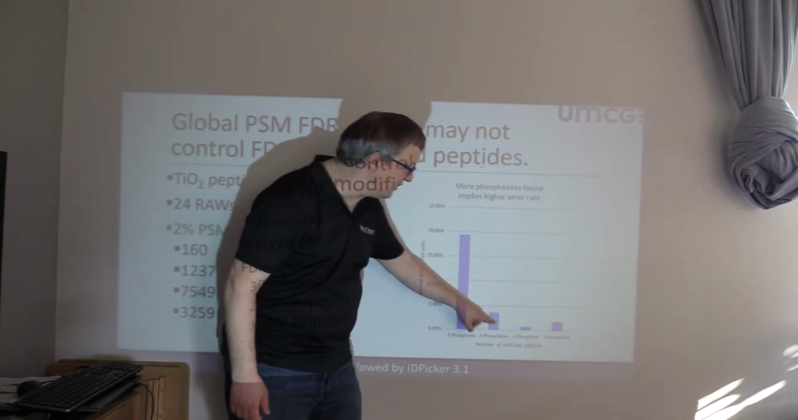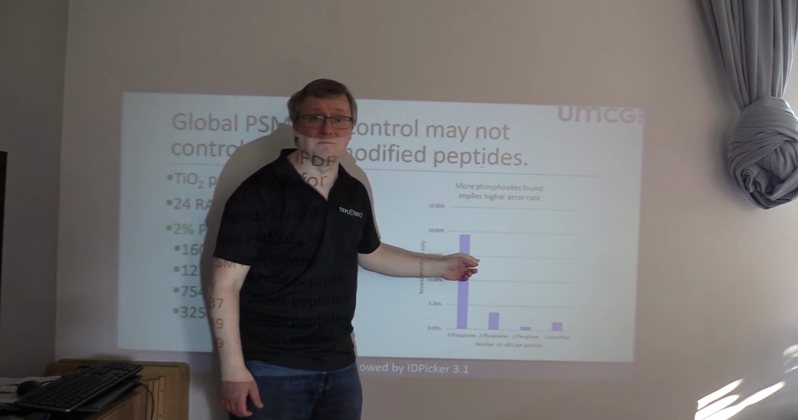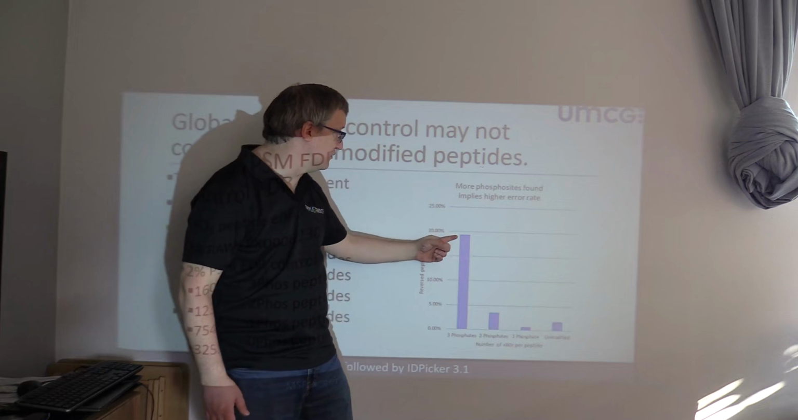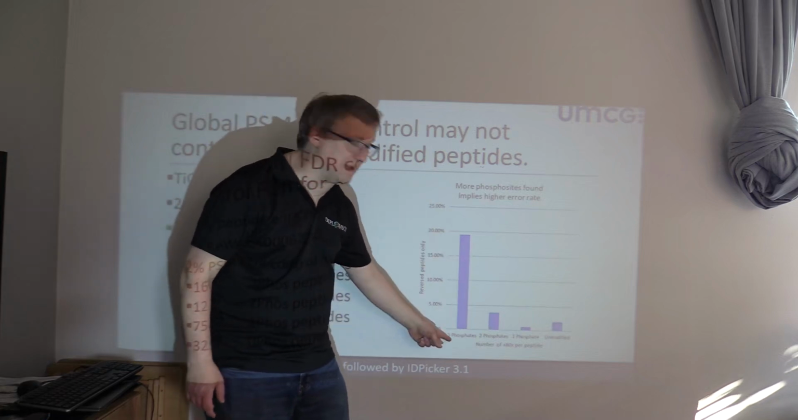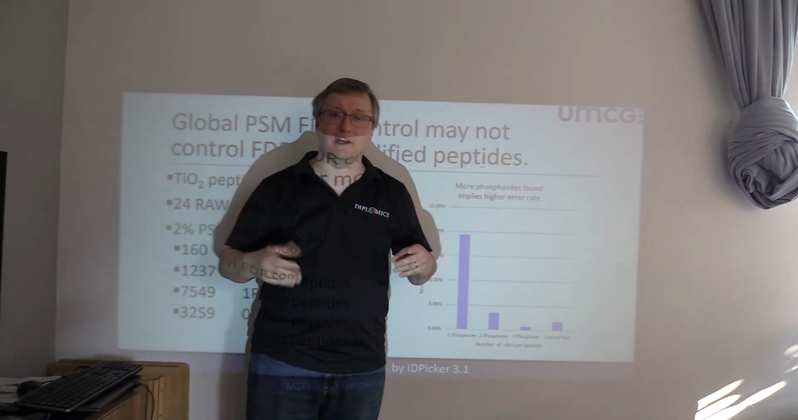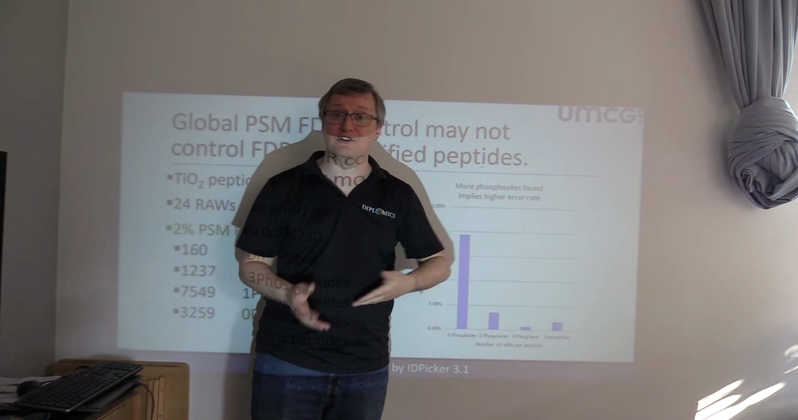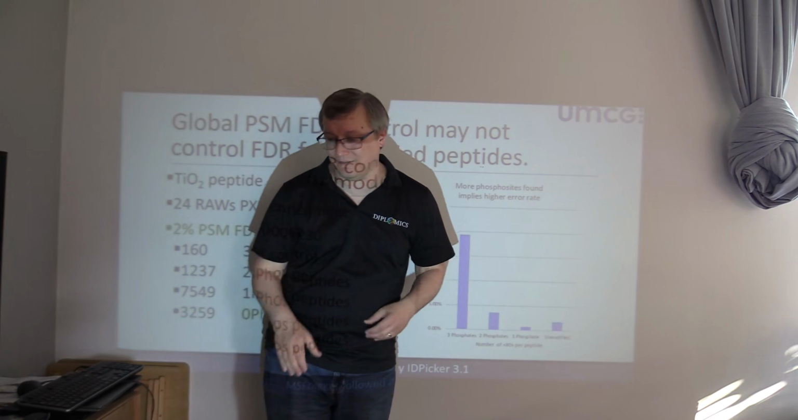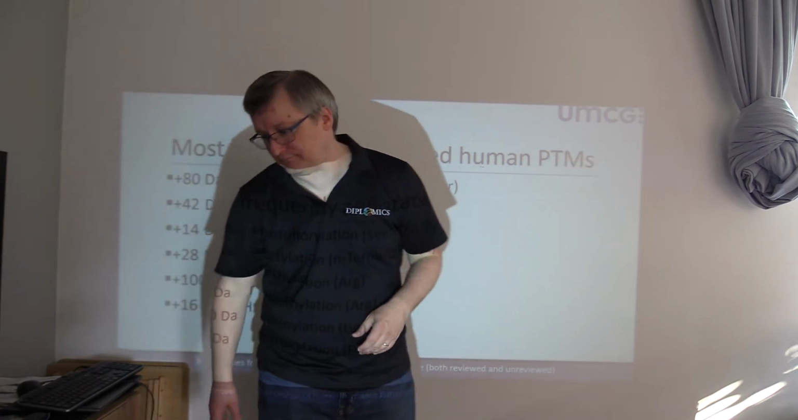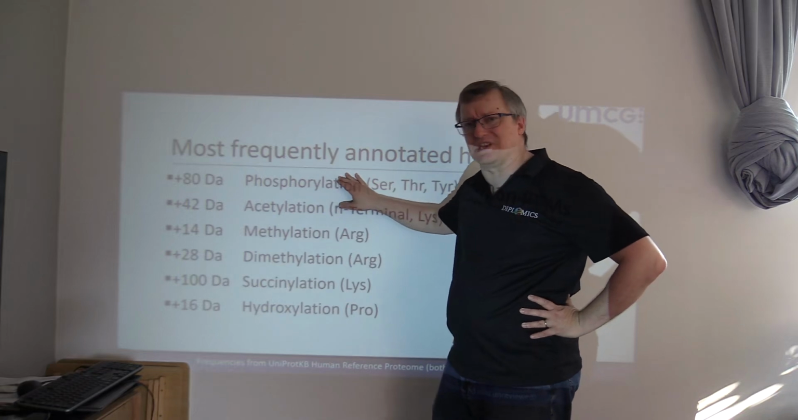But the error rate within the most modified peptides we see is well off the scale. It's much, much higher than 2%. We had almost 20% false discovery rate among the peptides that were identified with 3 phosphorylations. So essentially, the more modifications allowed to be identified on a peptide, the higher the chance that it's a bogus ID. All right, so which modifications actually matter?